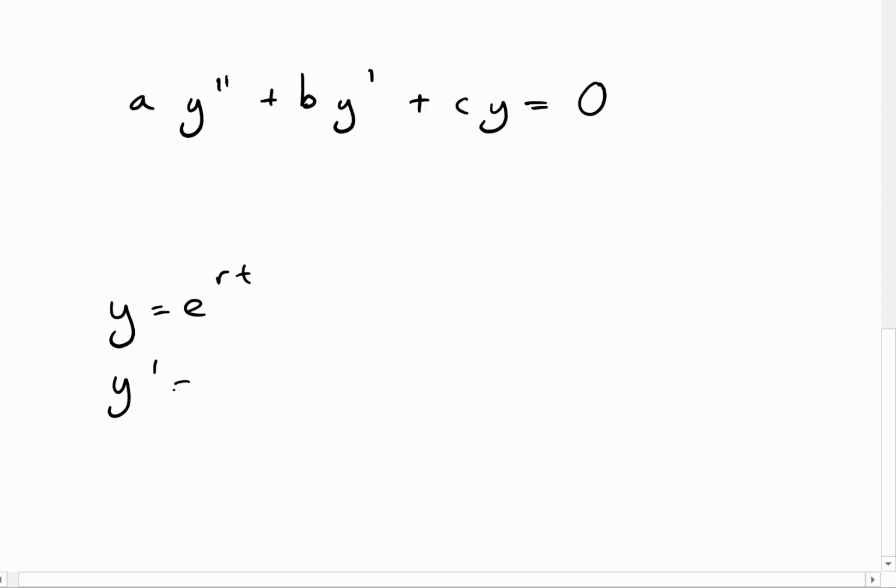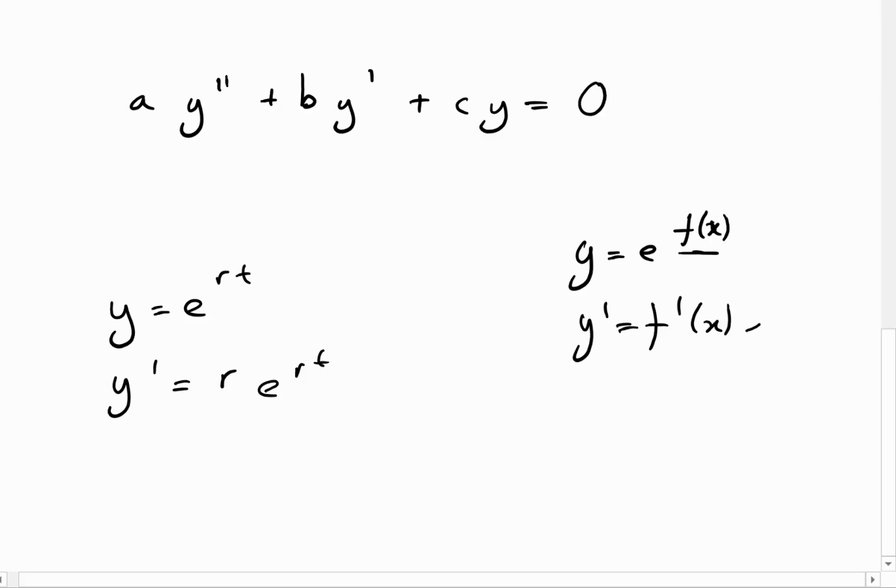Well, the first derivative is going to be e to the rt multiplied by the derivative of the power. That's what we do. So basically, if you have y equals e to the f(x), then the derivative of that is the derivative of the power, multiplied by this thing left alone, so e to the f(x). Okay, the derivative of rt is just r, so that's why it's multiplied out the front. This is just by the chain rule.